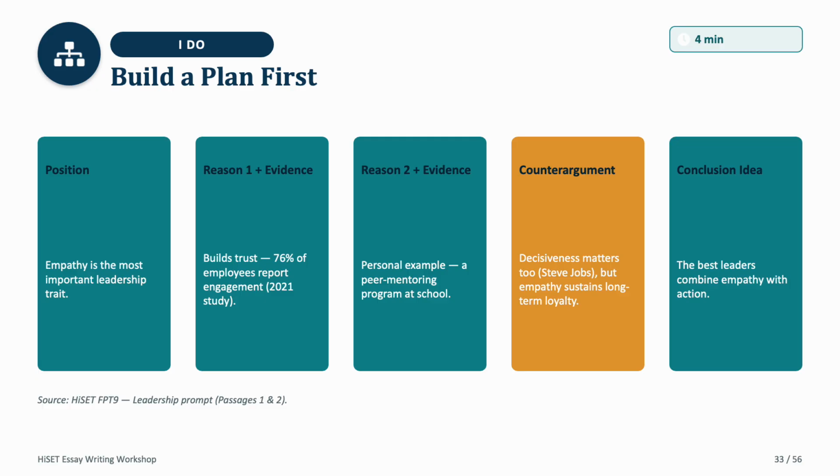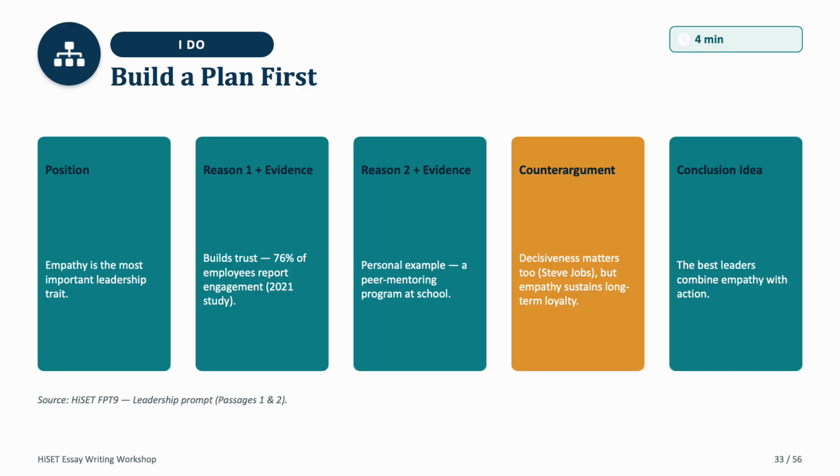I'm going to model the organizer for the leadership essay. First, my position. Empathy is the most important leadership trait. Next, I need a reason and evidence. Reason 1, empathy builds trust. I can support that with evidence from the passage. Then I need another reason. For example, I could use a personal experience with a peer mentoring program.